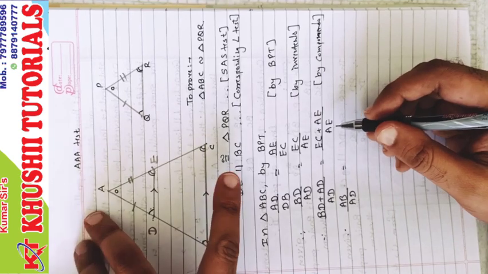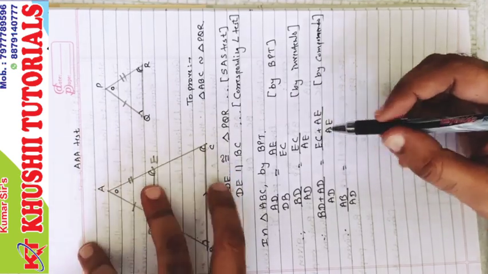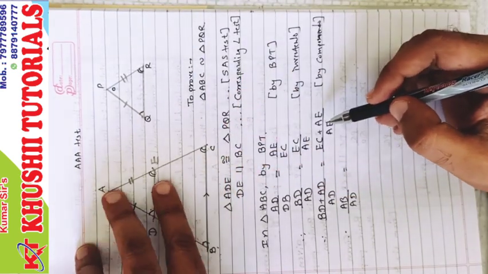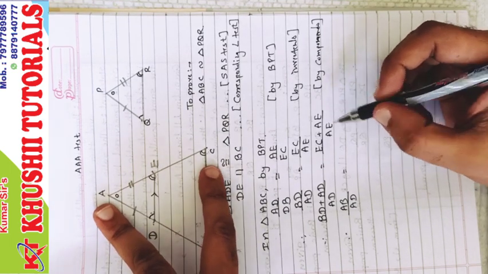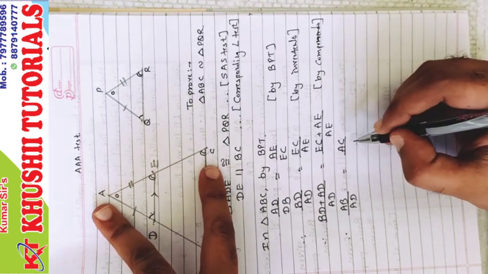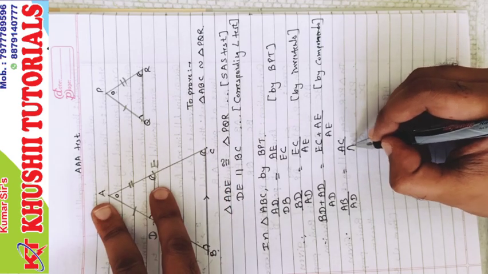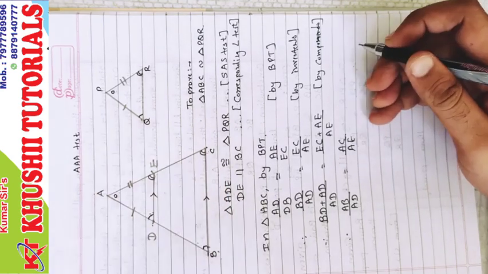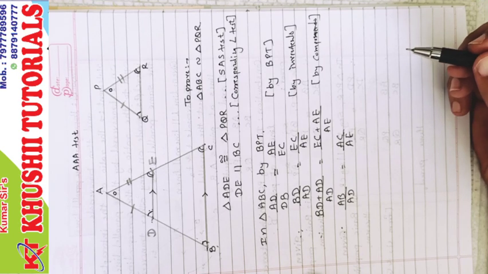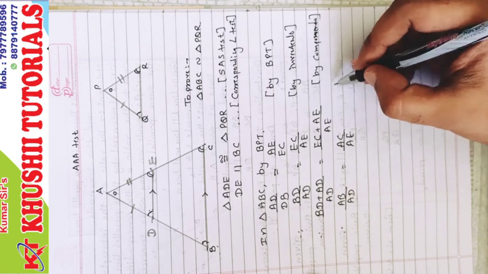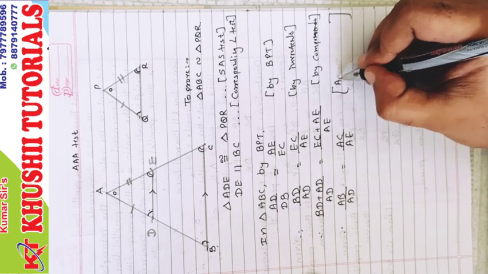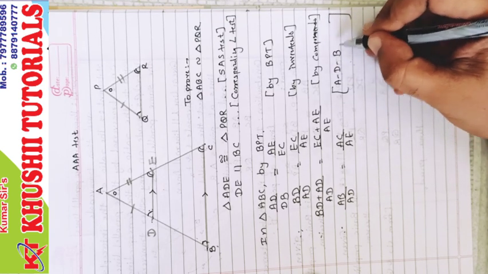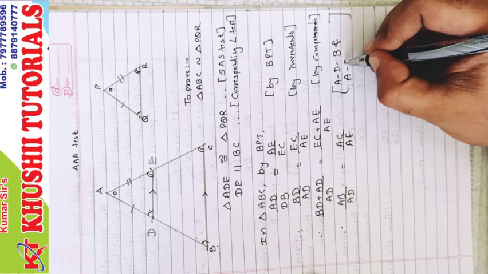Same here, EC plus AE is AC, right? So AC upon AE. Correct or not? Right or not? Reason: if they ask, then we have to write A'D'B and A'E'C.